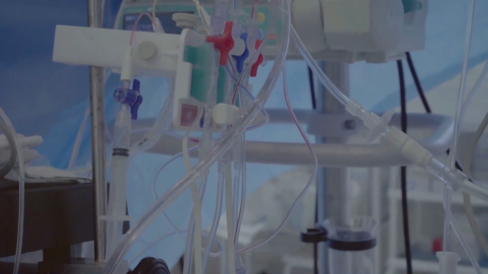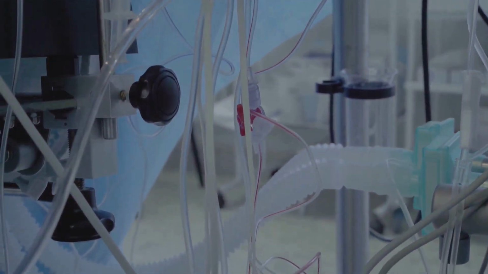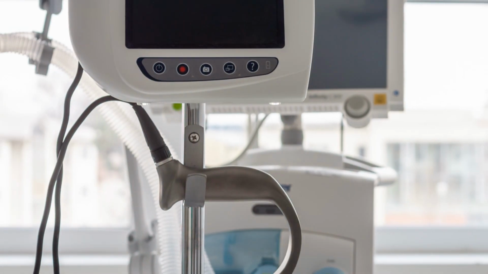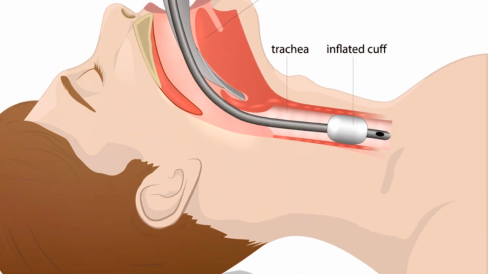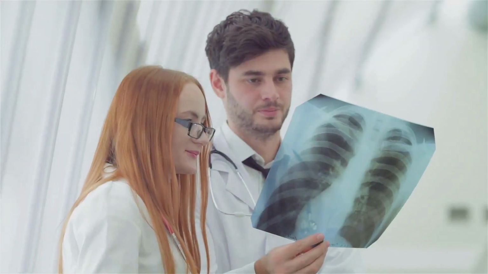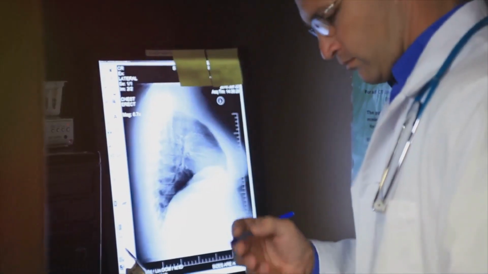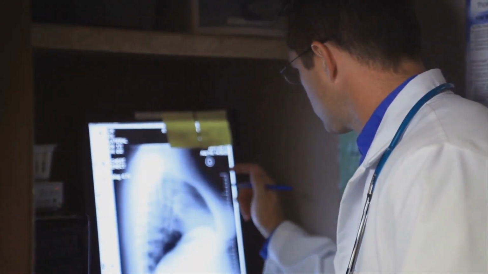Endotracheal intubation requires a thorough understanding of airway anatomy, pharmacology, and equipment. The procedure involves visualizing the vocal cords using a laryngoscope and then passing an endotracheal tube through the vocal cords into the trachea. Once the tube is in place, it is secured and its position is confirmed with a chest X-ray or by detecting carbon dioxide in the exhaled breath.